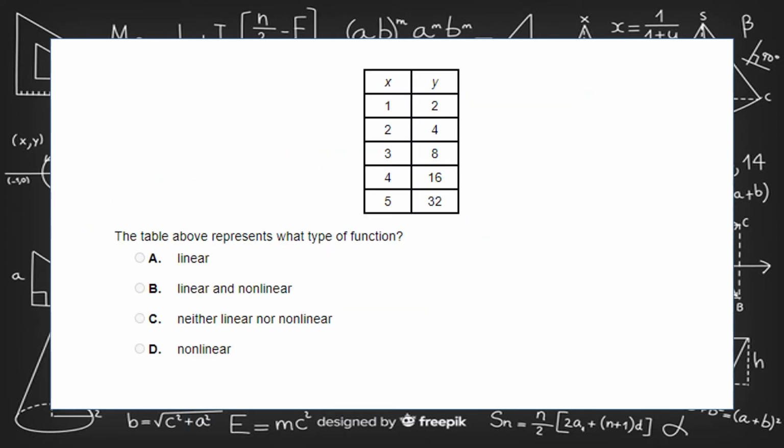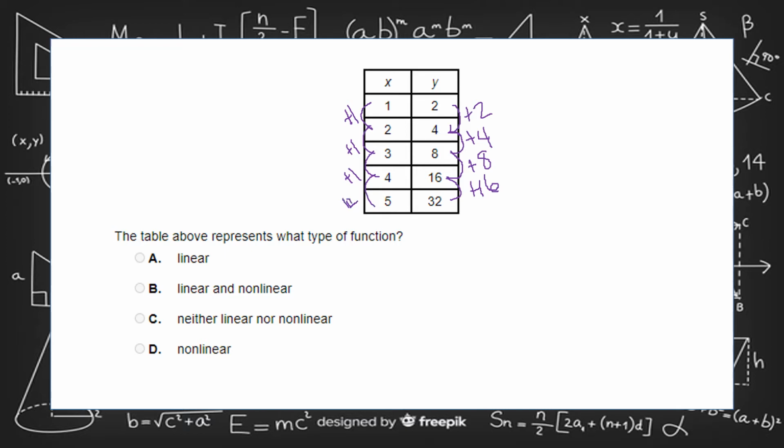The table above represents what type of function? The first thing we need to do is figure out how much it is changing by. 2 to 4, I'm going to add 2. 4 to 8, I add 4. 8 to 16, I add 8. 16 to 32, I add 16. But I also want to check my x values. 1 to 2, I add 1. 3 to 4, I add 1. 4 to 5, I add 1.